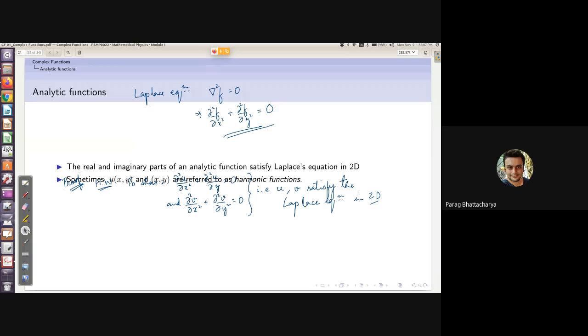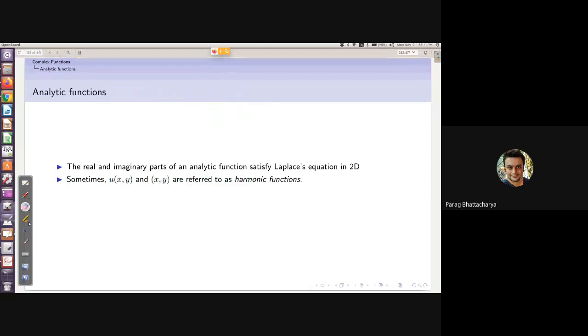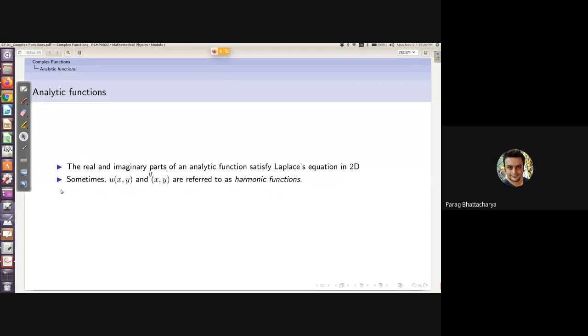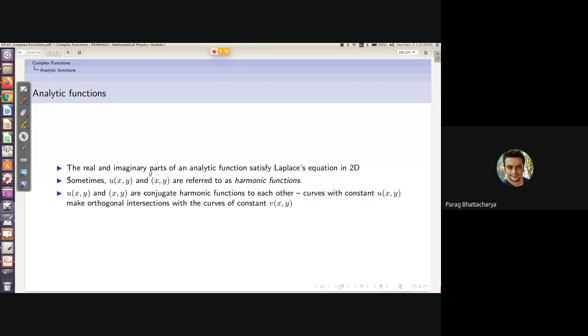For this reason, u and v are also referred to as harmonic functions, because they satisfy the Laplace equation. Those functions which satisfy the Laplace equation are known as harmonic functions. So u and v, and there should be a v here, I forgot to put it, are known as harmonic functions.